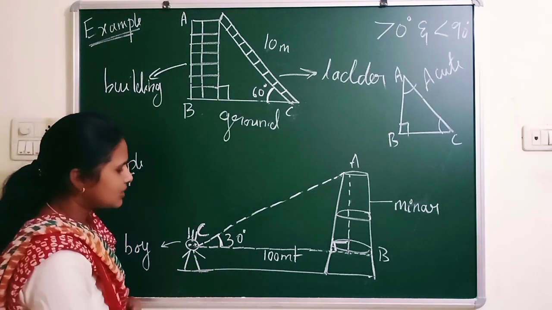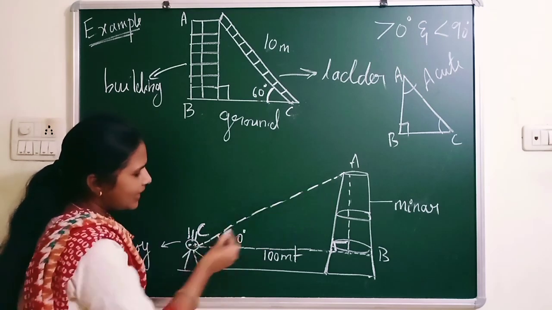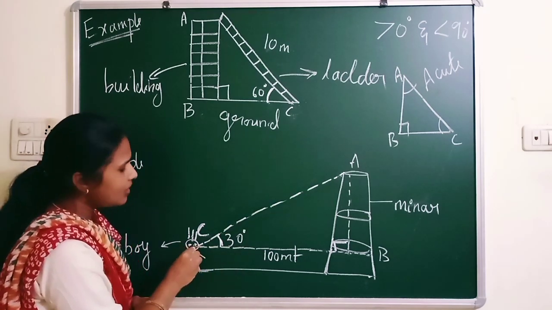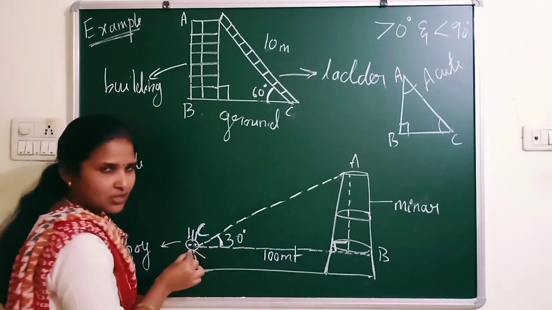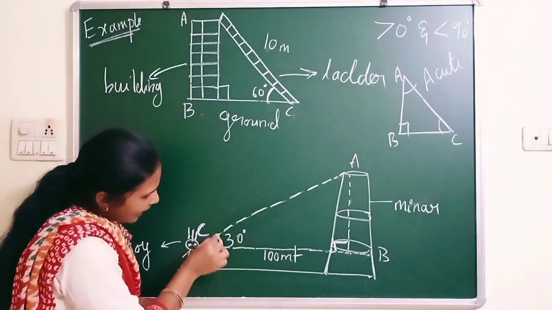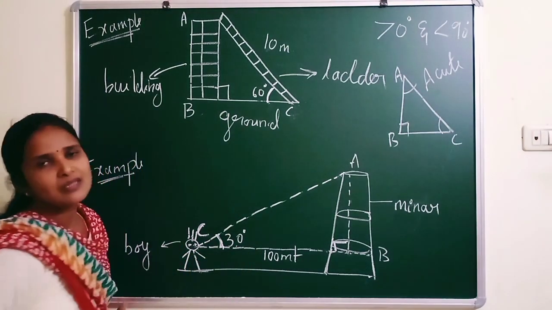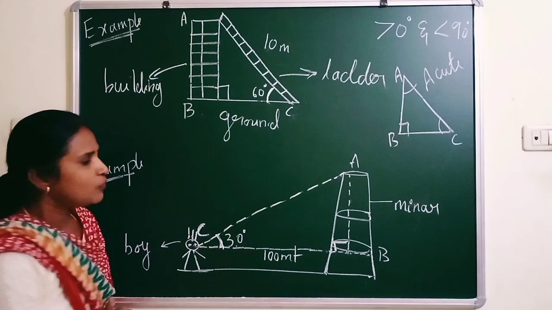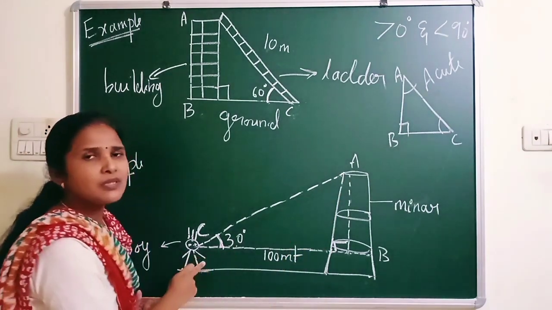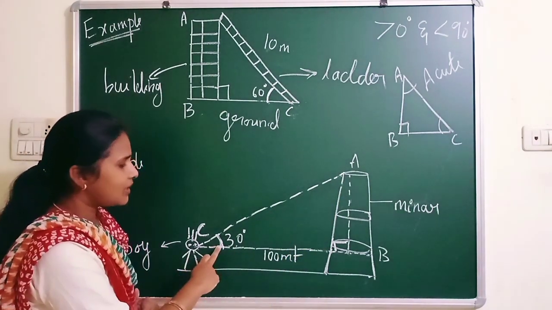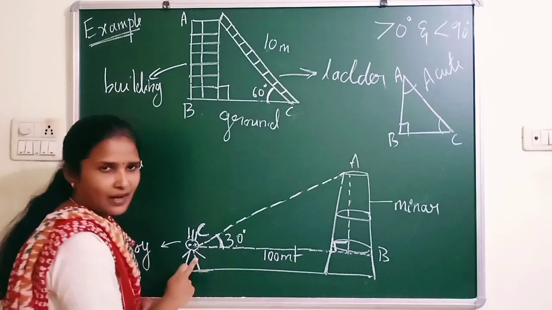I'll explain this in the next chapter. This we call the line of sight because you are observing from here. And this is called the horizontal line. And the angle between these two lines, if you know, it is 30 degrees. As I said already, if one angle is 90, the other two become acute. So if I know this is 30, I know only one side, that is 100 meters.